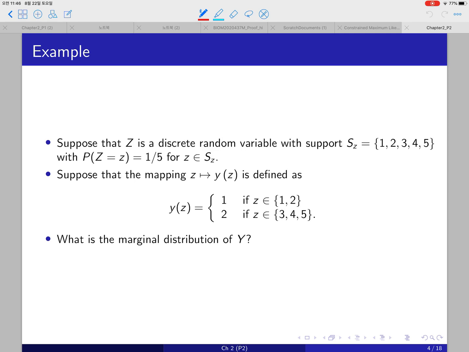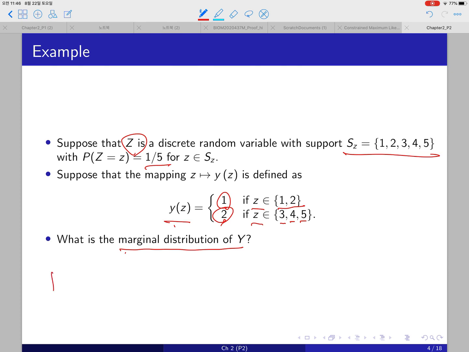I'm going to use a toy example to illustrate the idea. Z is a random variable with support 1 to 5 with equal probability. That's a very simple example, and the mapping is this. If z is either 1 or 2, then y is equal to 1. If z is 3, 4, 5, then y is equal to 2. Then the question is, what is the marginal distribution of y?